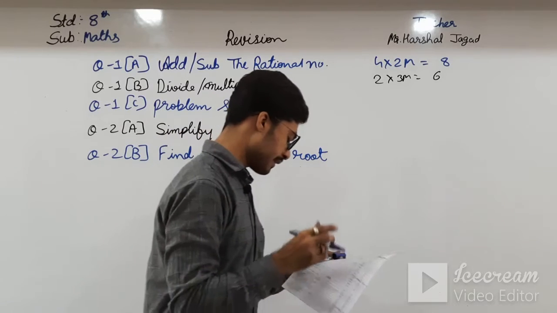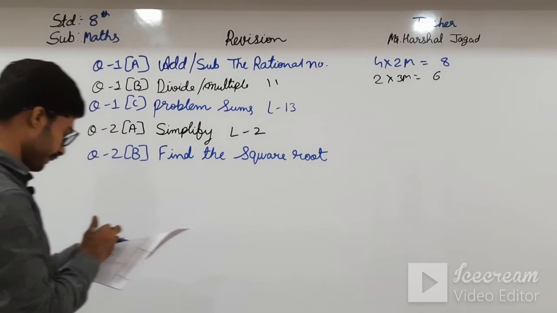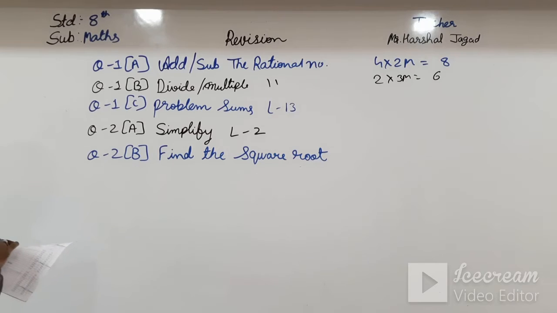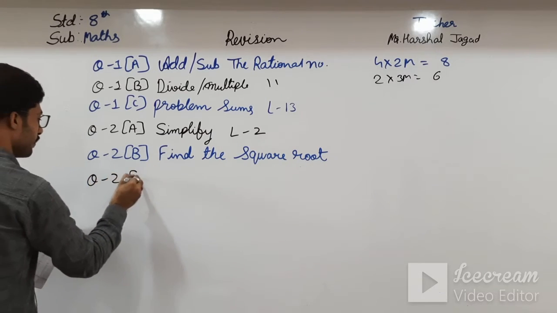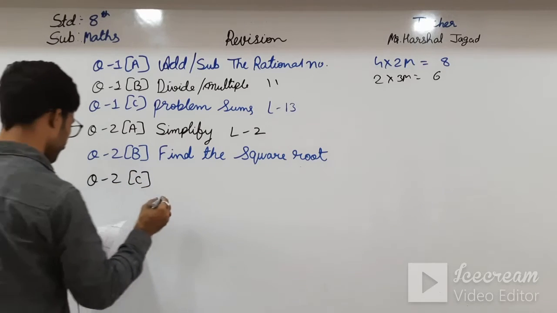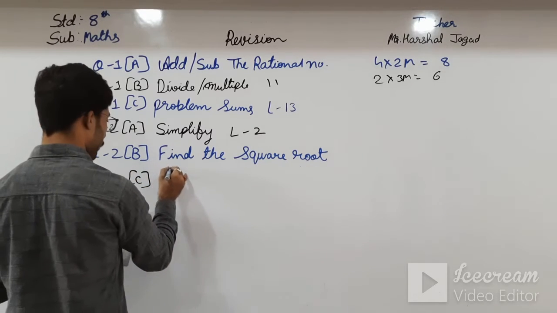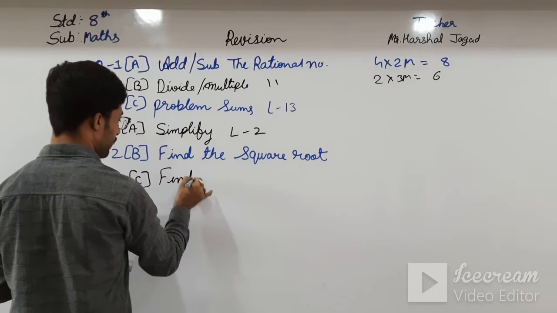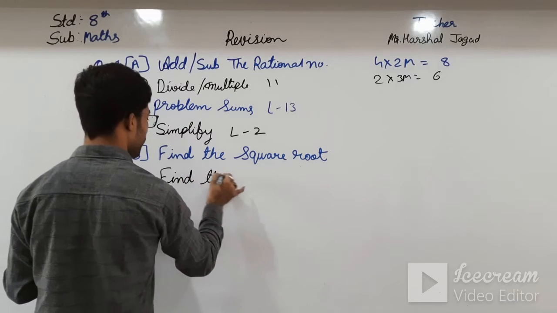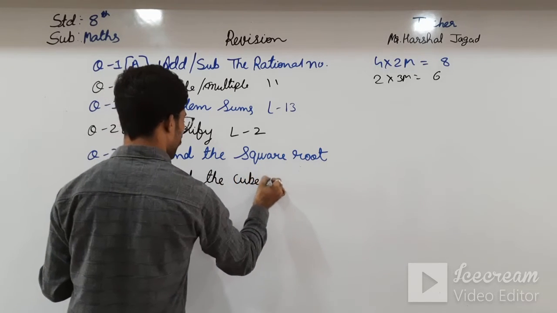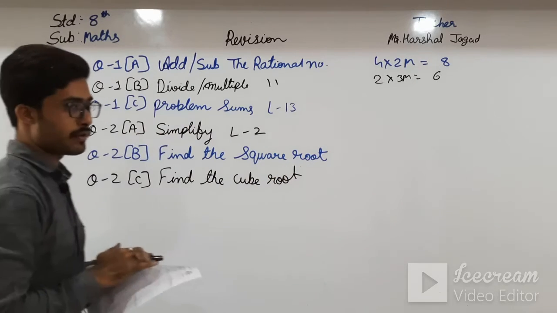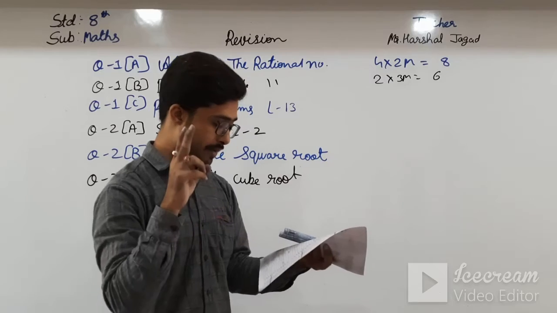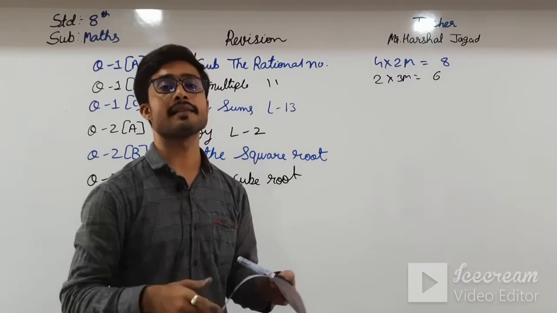Okay, then find the cube roots, that is 2c. Question 2c, that is find the cube root. Find the cube root. So that is of 3 marks. For that 2 will be asked, that is 2 into 3, that is 6.